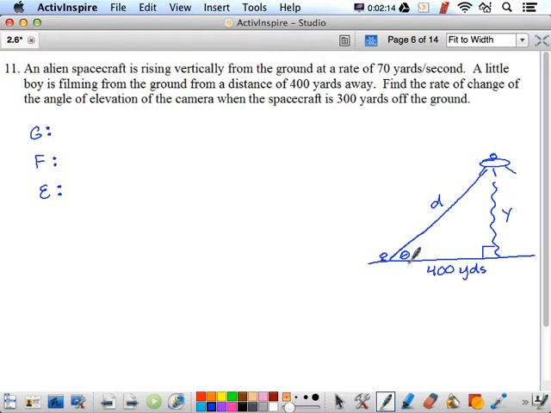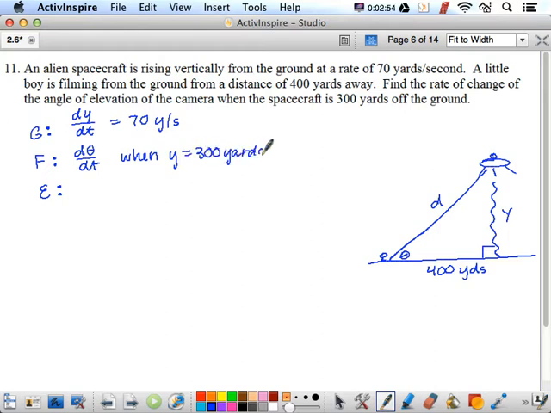So I'm going to fill in the G and the F first. I gave you that it was rising vertically at a rate of 70 yards per second. So is that dy/dt or dx/dt or d theta/dt? It's dy/dt. And it's increasing, it's rising, so it's positive 70 yards per second. All right, and then we want to find the rate of change of the angle. So I want d theta/dt when it is 300 yards off the ground. So when y is 300.